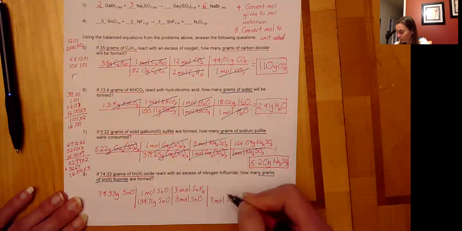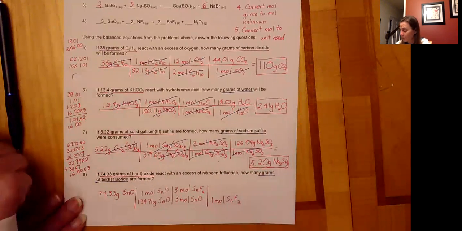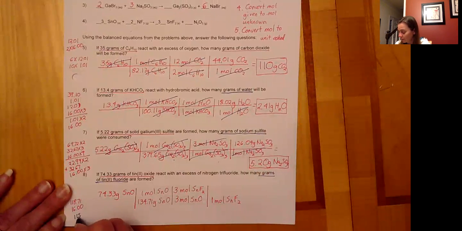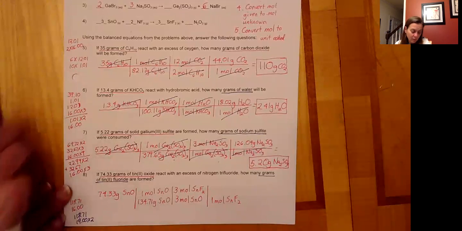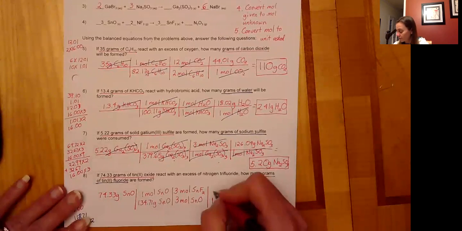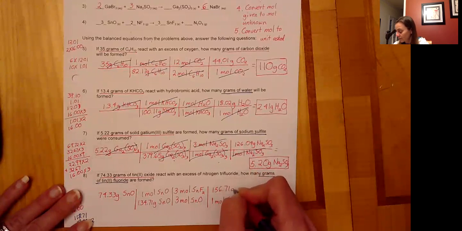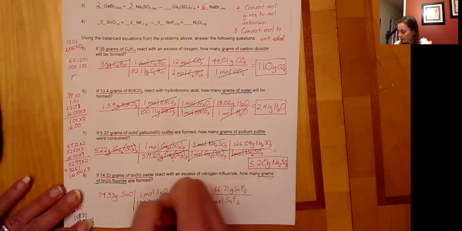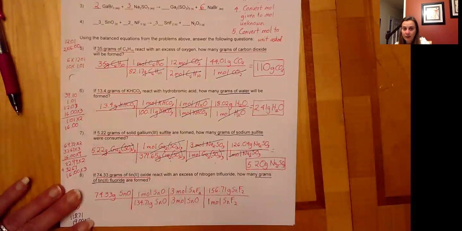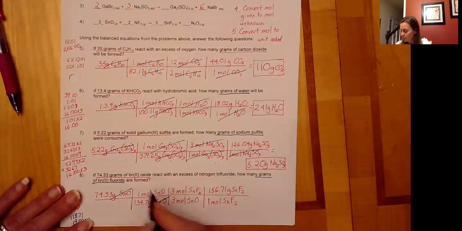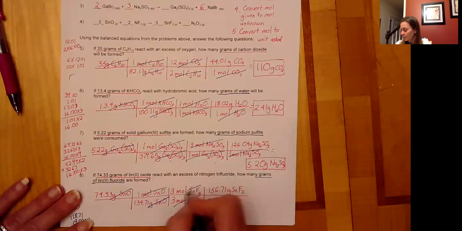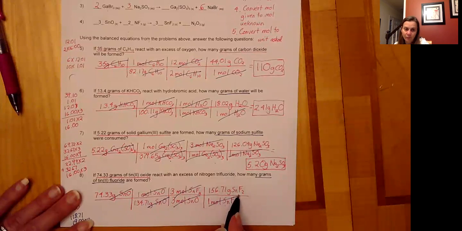And on the top, I'm going to put the molar mass of tin 2 fluoride because I'm being asked to find grams. So again, 118.71, but now we have fluoride, which is 19.00, and there are 2 of those. And so that molar mass comes out to be 156.71 grams of tin 2 fluoride. And now we're going to double check that we have all of the units canceling out. So I have grams of tin 2 oxide on the top and grams of tin 2 oxide on the bottom. Next, I have moles of tin 2 oxide and moles of tin 2 oxide. And I have moles of tin 2 fluoride and moles of tin 2 fluoride. So we're going to cross those out, and I'm left with grams of tin 2 fluoride.